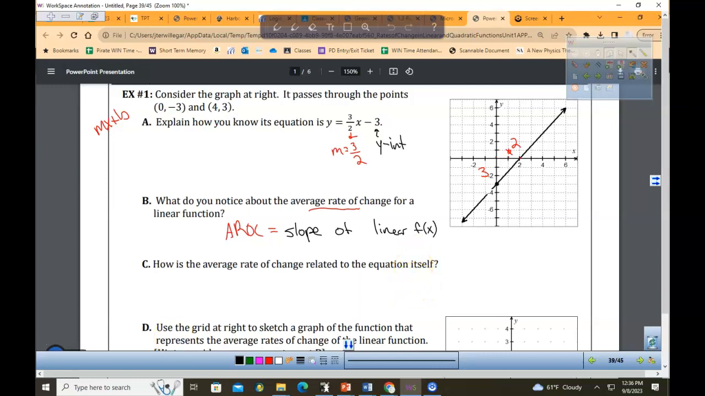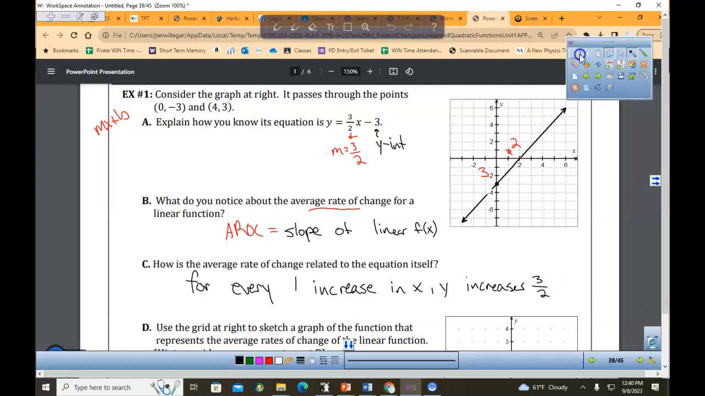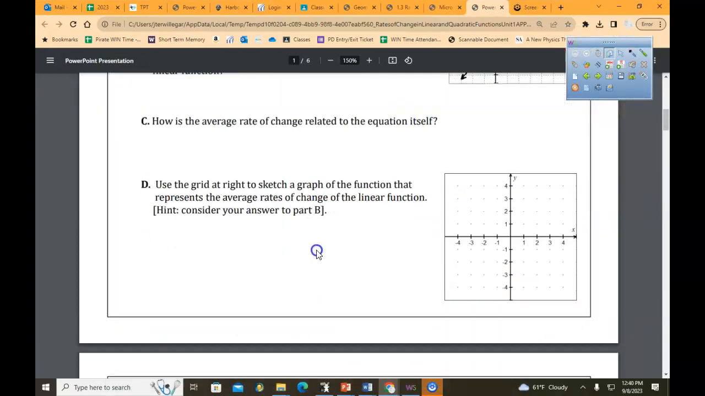Now, next question. How is the average rate of change related to the equation? For every one increase in x, y increases 3/2. So if x goes up 1, y goes up 3/2. If you took AP Stats, this might look kind of familiar. Alright, let's look at D.